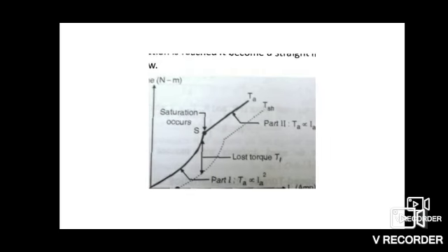So it is the graph between torque in Newton meter and Ia. The point S is where saturation occurs, above which the torque is proportional to Ia, below which torque is proportional to Ia squared.